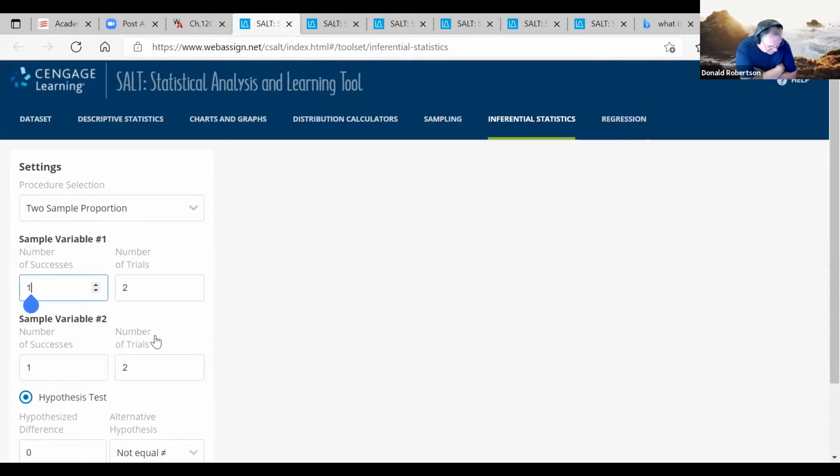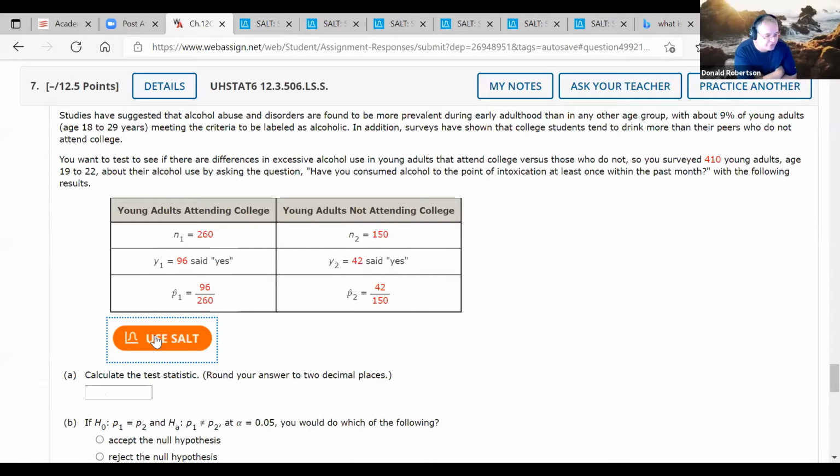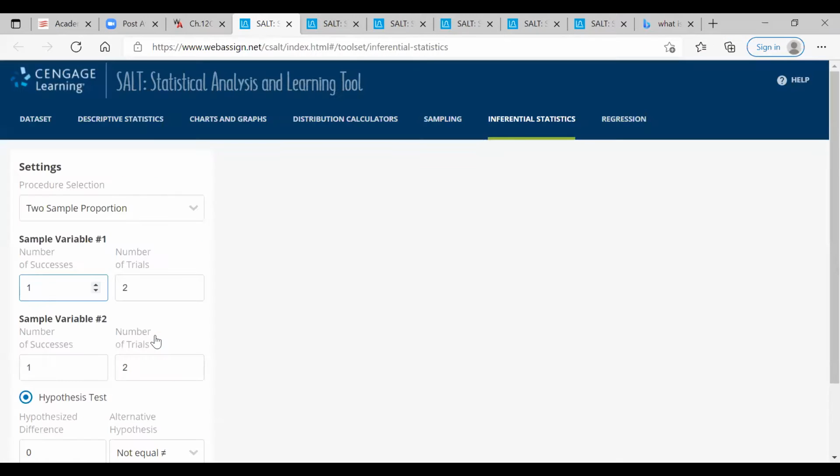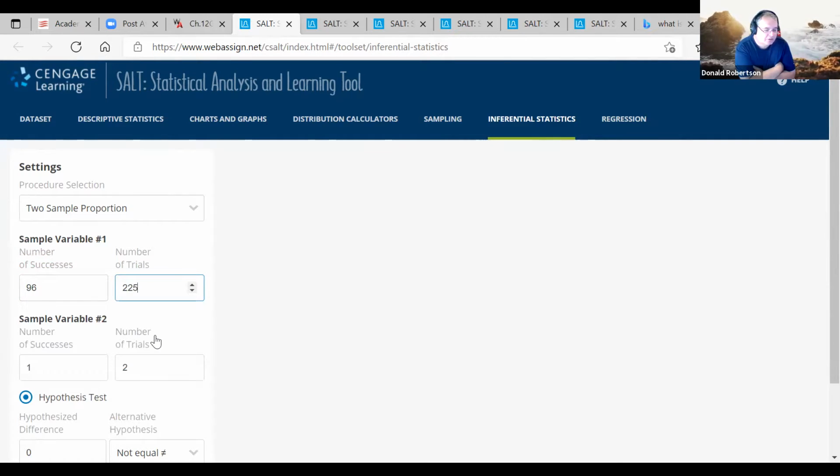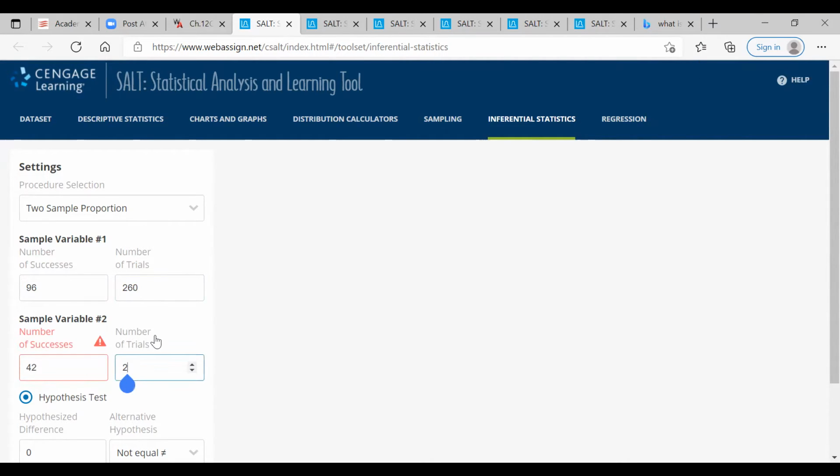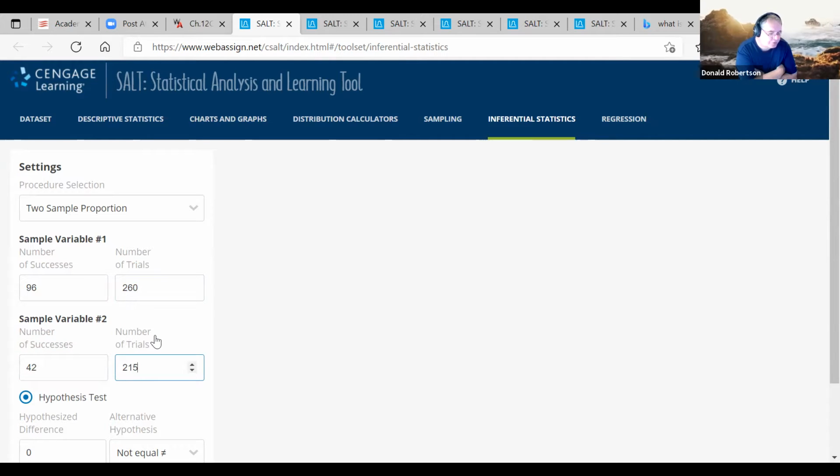And the first one is 96 out of 260. That's the young adults I'm using. Out of 260. There you go. And the second one is 42 out of 150. Better rub out the 2. Why is it doing that?